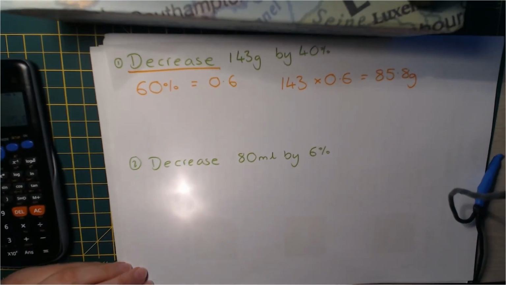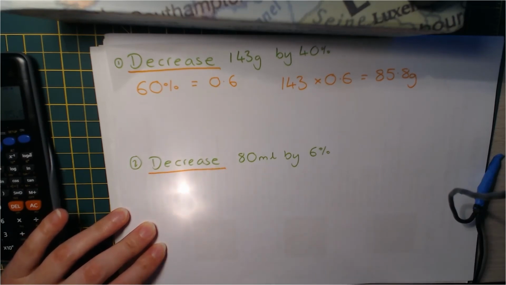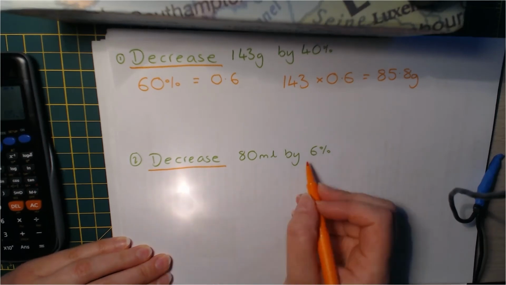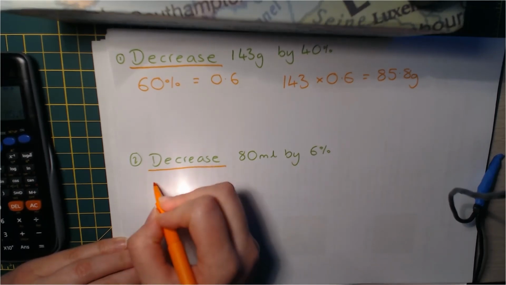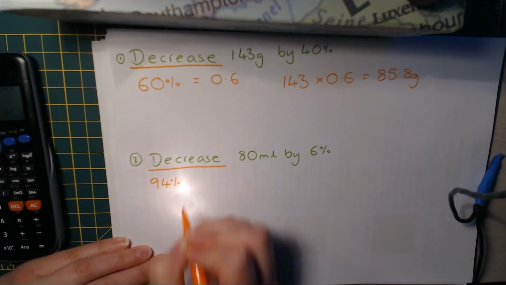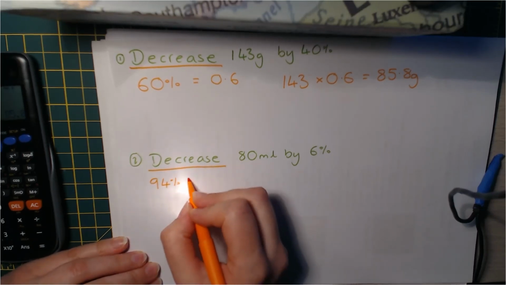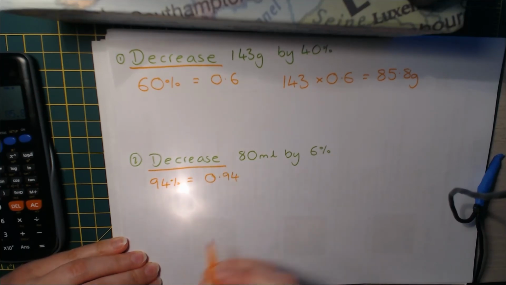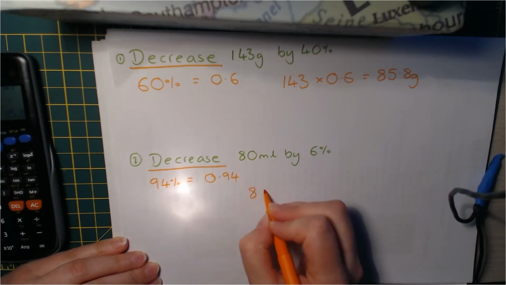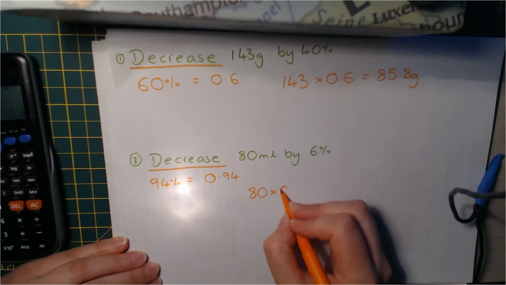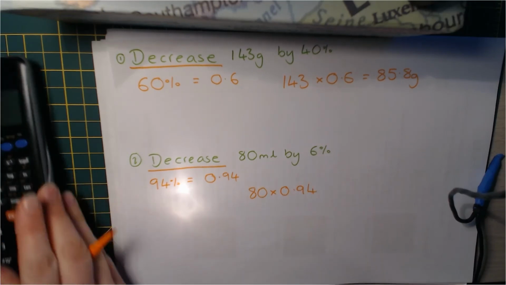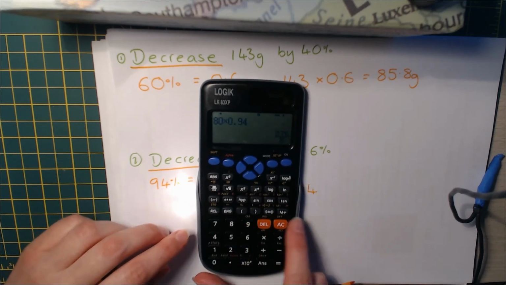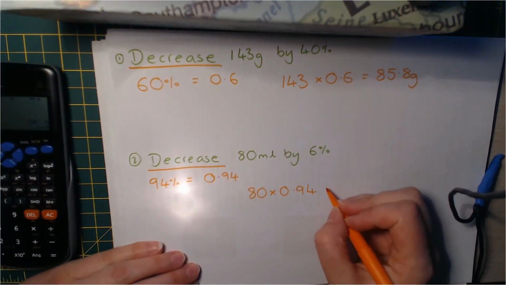And the next one here, decrease again, 80 milliliters by 6%. Because we're decreasing, we take 6% away from 100, which gives us 94%. We're looking for 94% of 80 milliliters. 94% as a decimal is 0.94. So we multiply our original amount, 80 milliliters, by our multiplier 0.94. 80 multiplied by 0.94 is 75.2 milliliters.